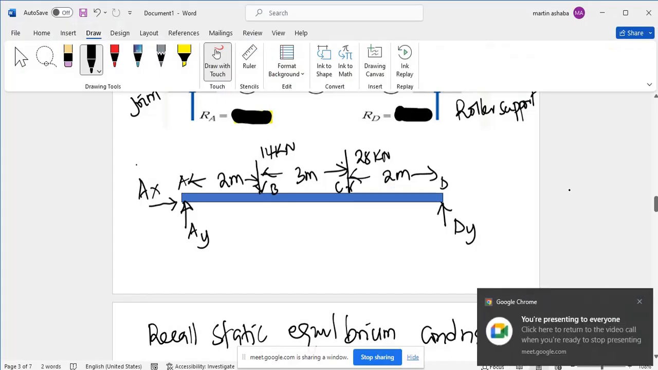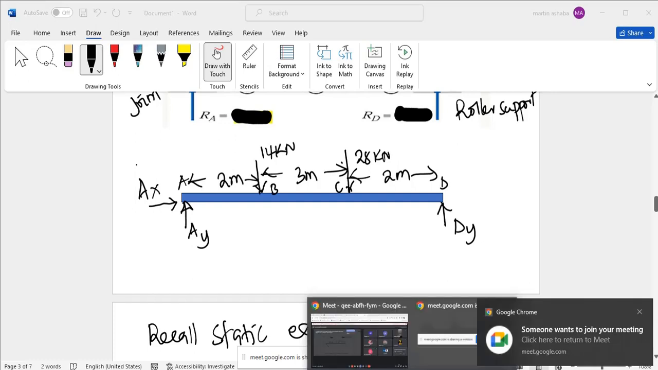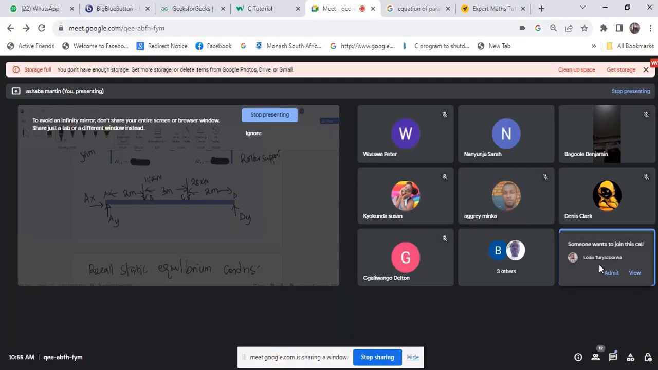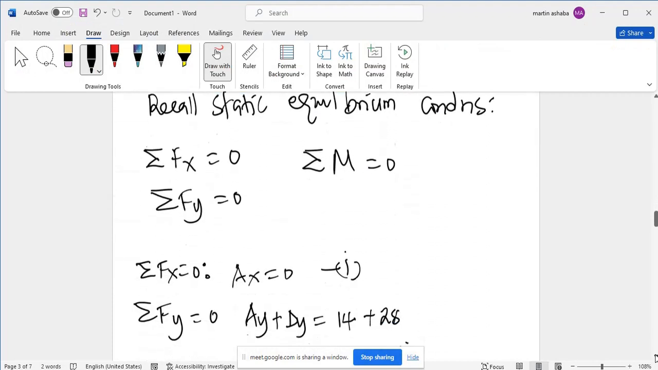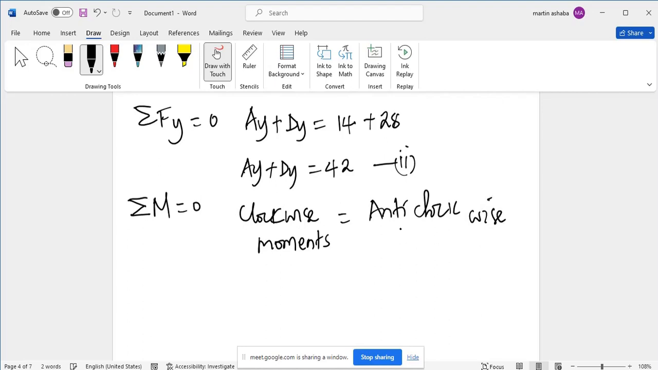Now, what does that mean? It means dy has a clockwise moment, whereas 14 has an anti-clockwise moment. Let's go down and write that equation, which is the third one. So we are saying clockwise moments must equal anti-clockwise moments.